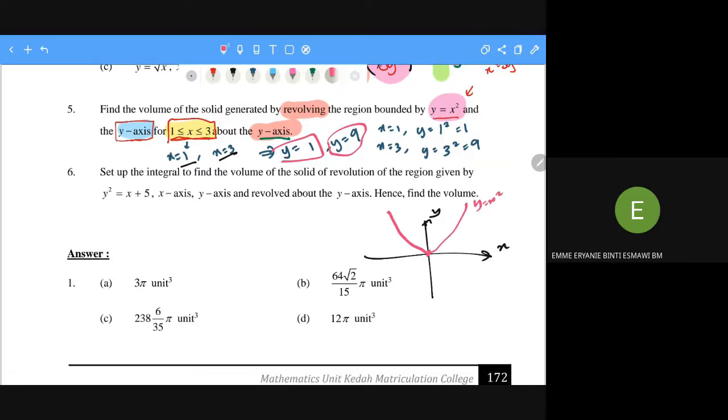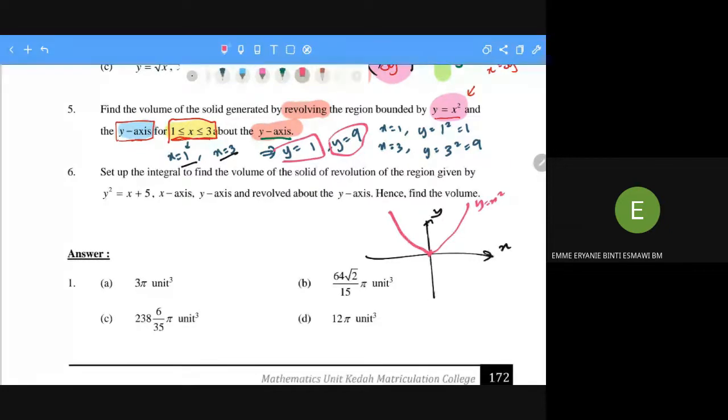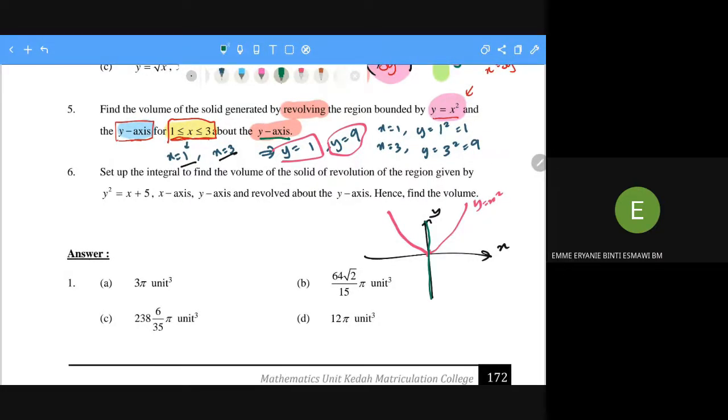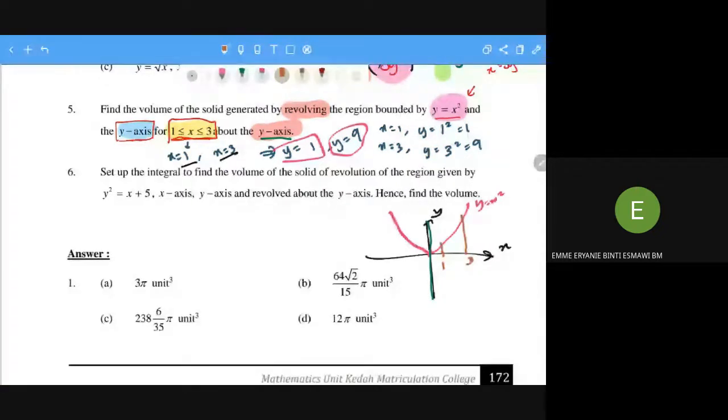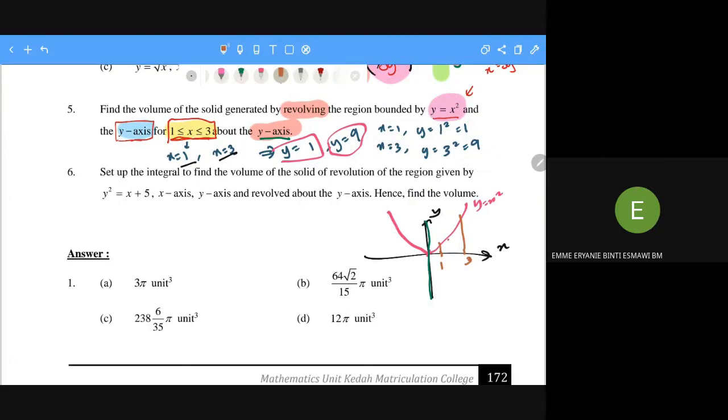Lepas tu dia kata bounded by the y-axis is here. Okay. For x between 1 and 3. So itu yang penting tu. X between 1 and 3 is situated here. X1 here, X3 here. Ini sebenarnya. Okay. So dia kata rotate about the y-axis. So kalau kita tengok macam tu, macam mana tempat bounded region dia tu. Kalau bawah sini bukan sebab dia tak kena nampak si y kan. So it's not there.